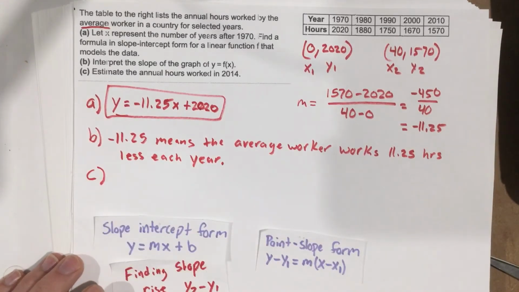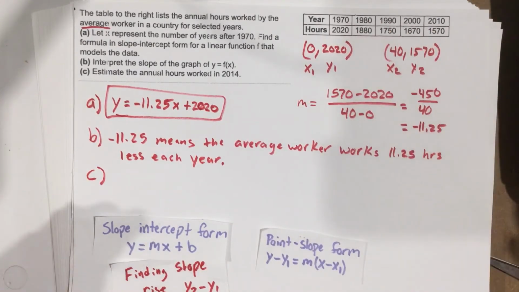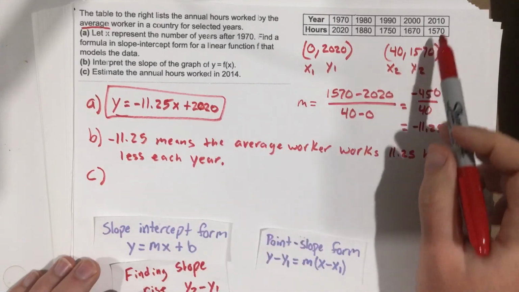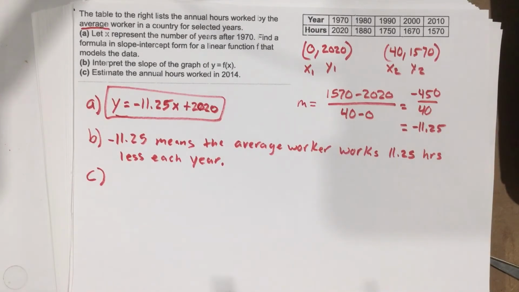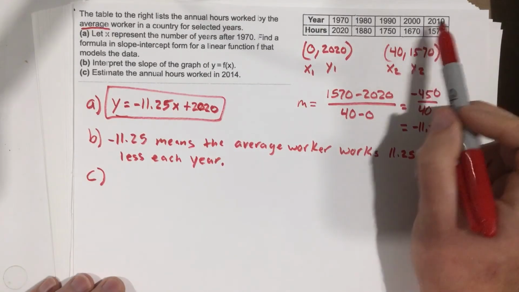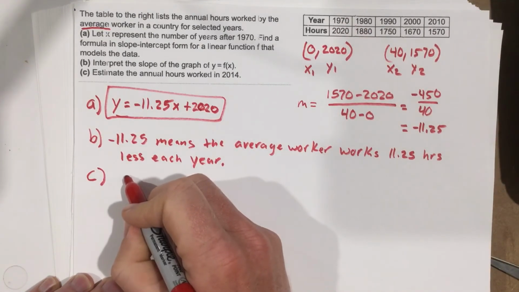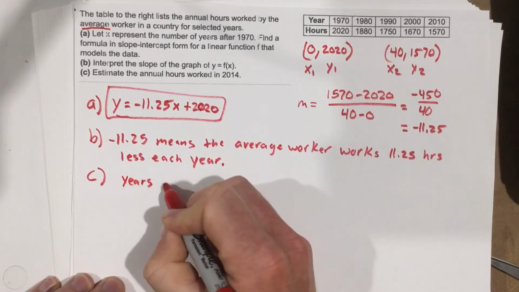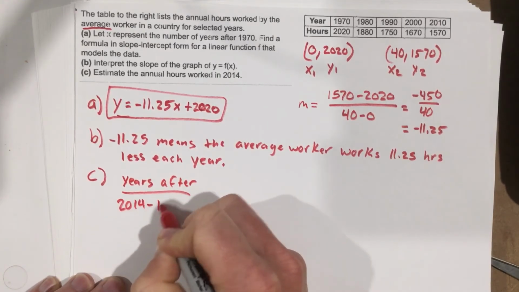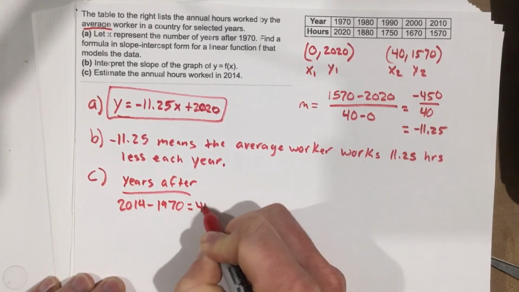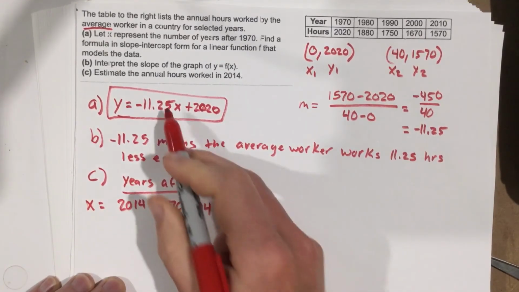And then part C, estimate the annual hours worked in 2014. So again, 2014 is outside of our data set, so they're asking us to do a prediction, right? This is extrapolation essentially. We're going to take our 2014 and find the number of years after. That's 2014 minus 1970, 44. So we're going to use 44 for our x value, plug it into this equation.